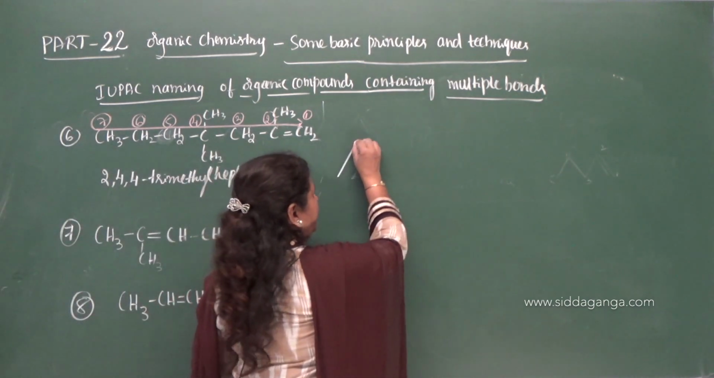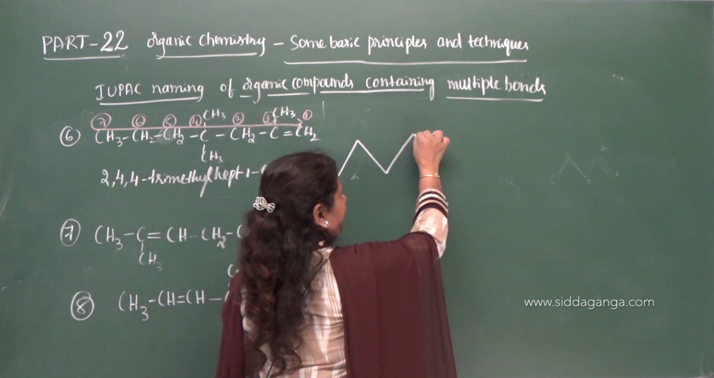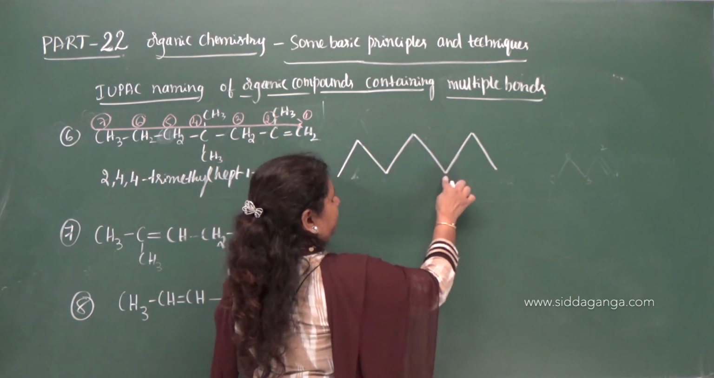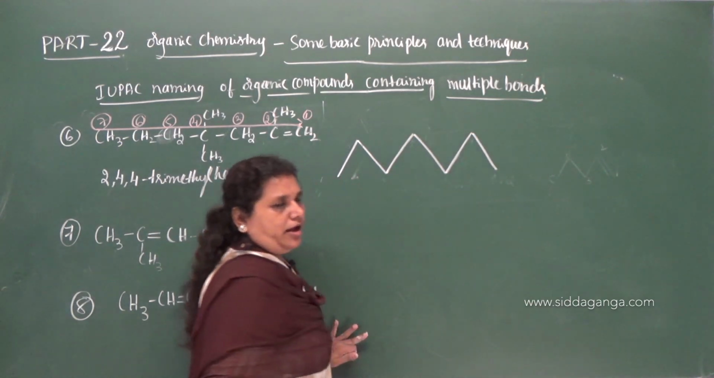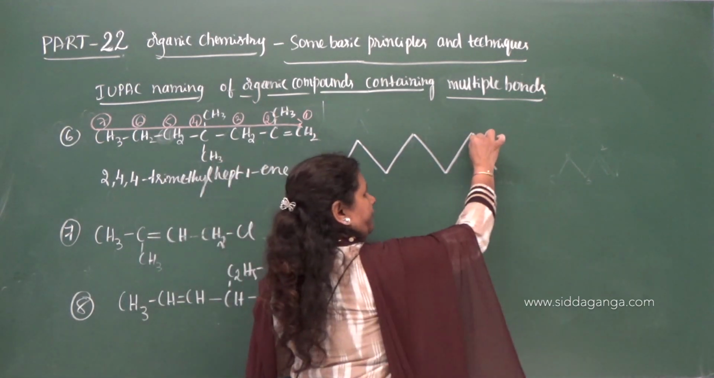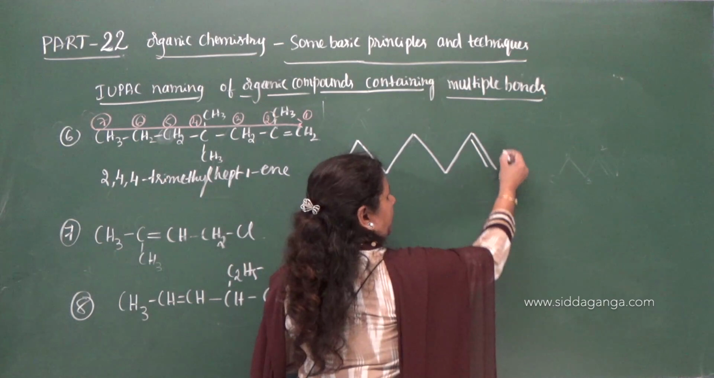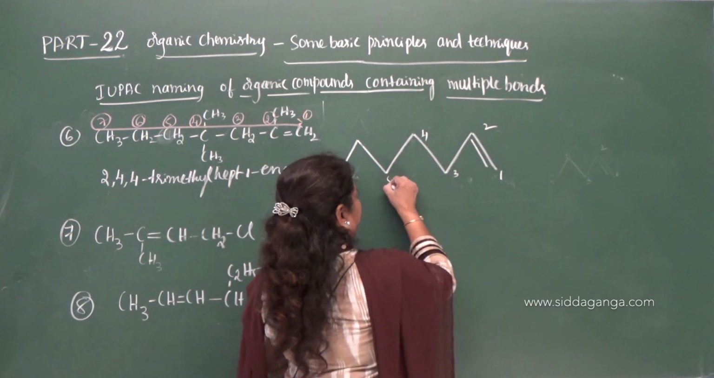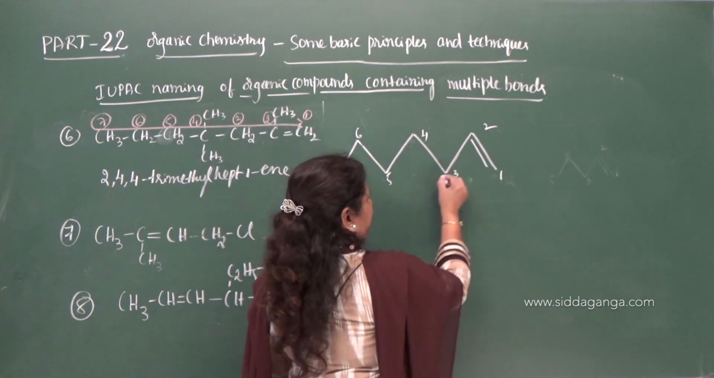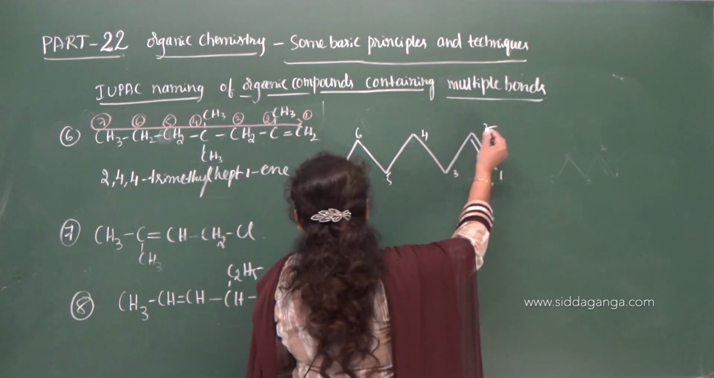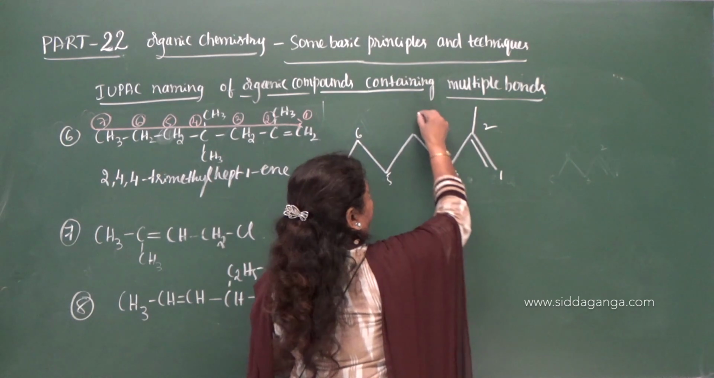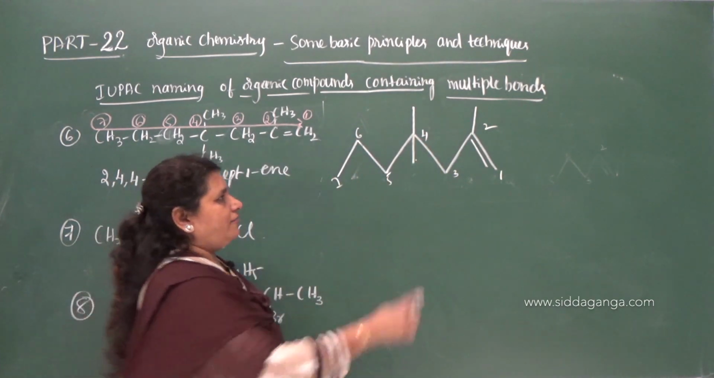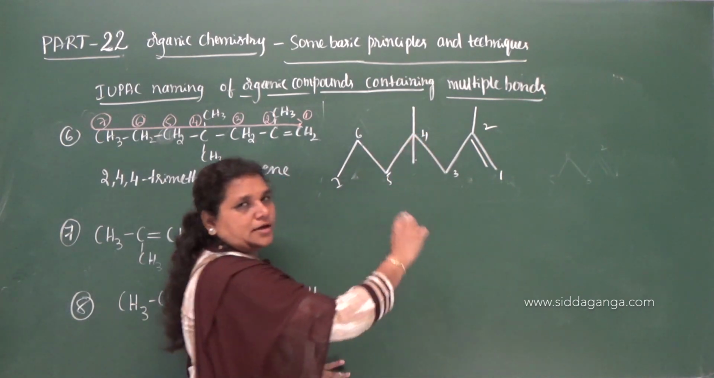So 1 2 3 4 5 6 7. 1 2 3 4 5 6 7, correct, and give the number. Here we have a double bond, 1 2 3 4 5 6 7, and on the second carbon we have 1 methyl group, on the fourth carbon we have 2 methyl groups, and the fourth carbon will be a quaternary carbon.